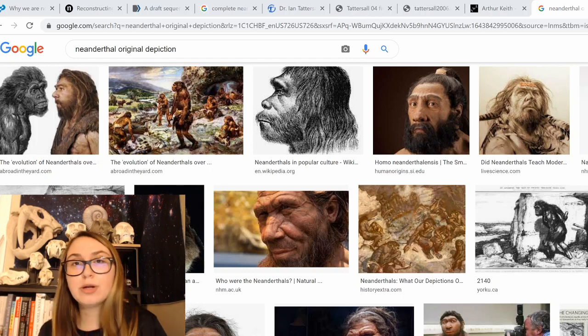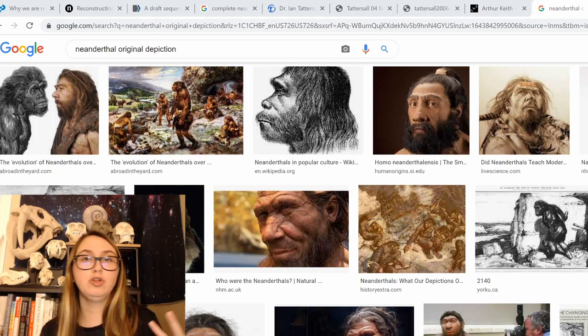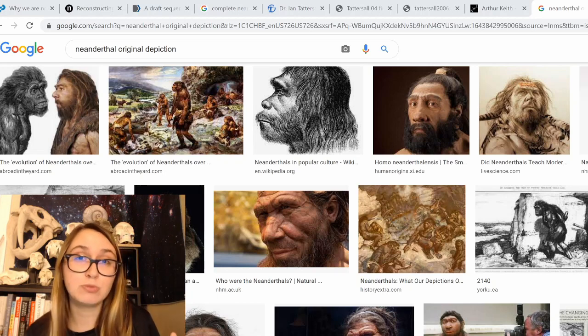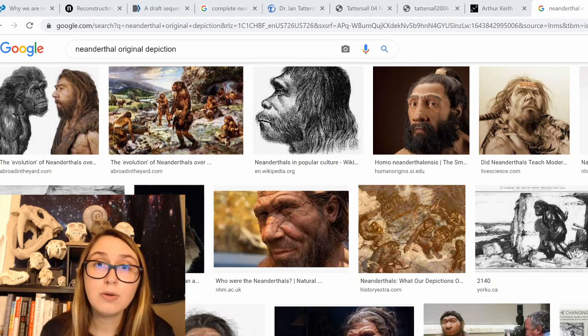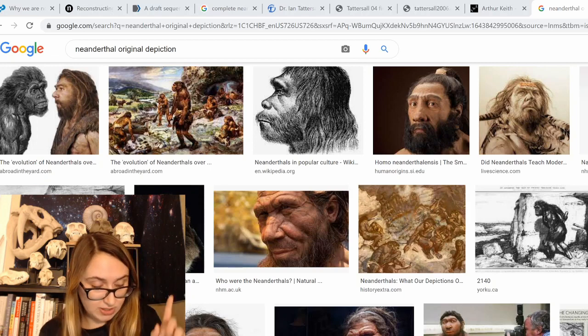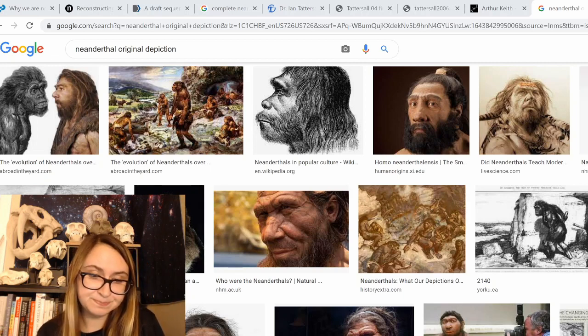Could they speak? We don't know. Could they manipulate the world around them? Were they environmentally dominant in the same way that archaic Homo sapiens was? We don't know. But their morphology is distinct, and we'll get to that more later.